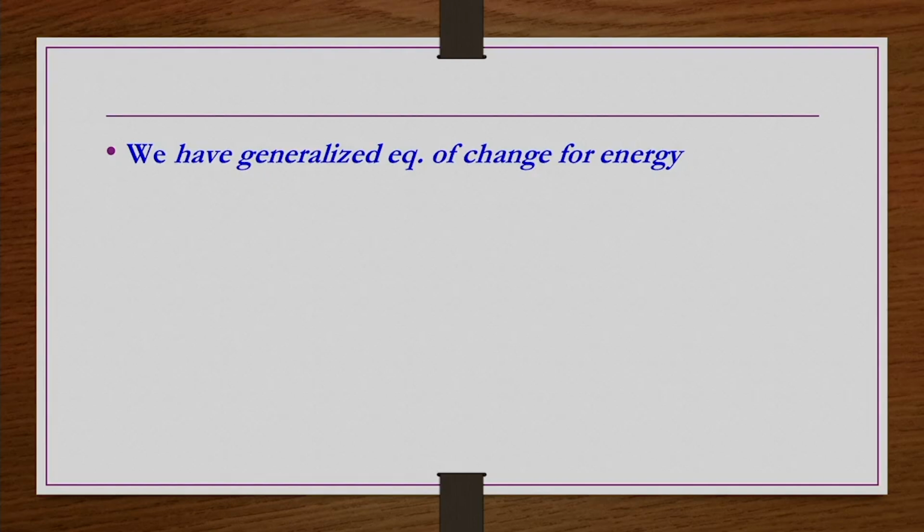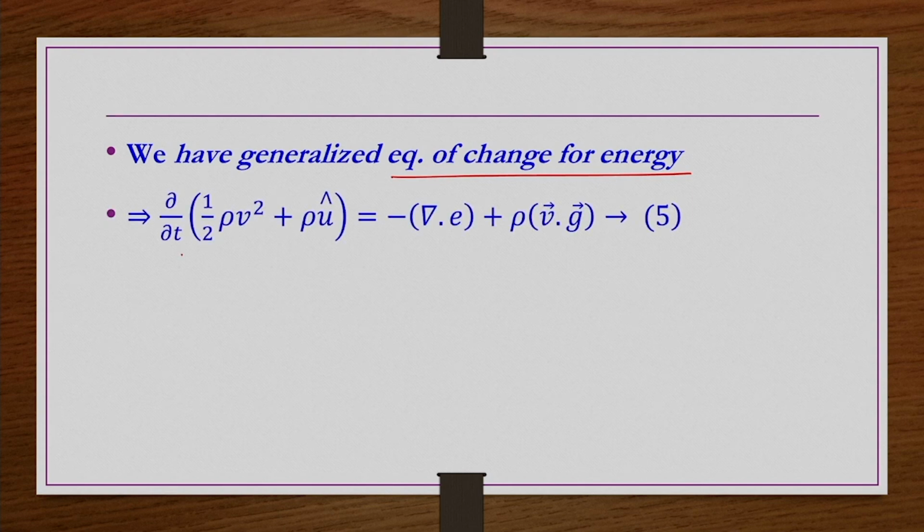So, the generalized equation of change for energy that we derived previously in week number 3 or 4. The generalized energy equation is this one: dou by dou t of (rho v square by 2 plus rho u tilde) is equal to minus divergence of E plus rho v dot g. So, this is the generalized one. Then after that we did several simplifications, and we obtained the same energy equation in 4-5 different forms of energy, and finally we got the energy equation in the form of temperature. So, now this equation we are going to use here.